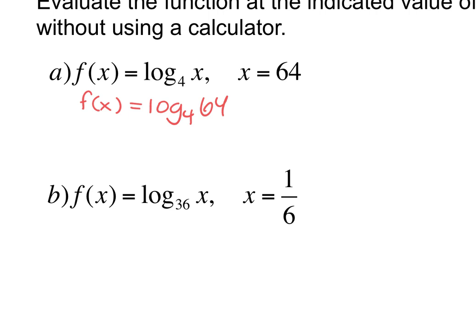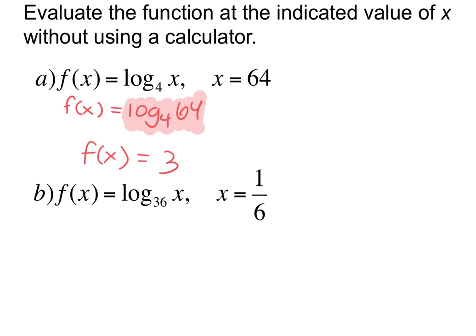Or you can get so good at logs that you can understand that really what this is saying is what power do I raise 4 to get the 64? And 4 to what power is 64? 3. So f of x would equal 3. That's why these can be fast. Like if you're really comfortable with logs, these can be quick.